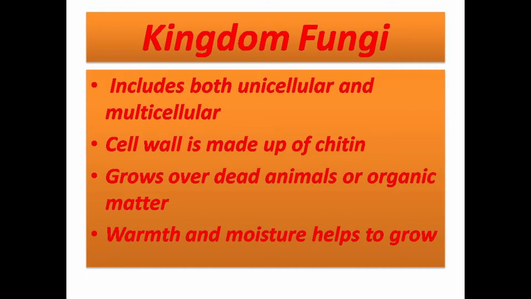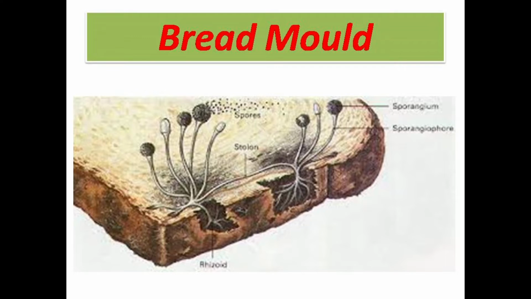Kingdom fungi include both unicellular and multicellular organisms. Mostly they are heterotrophic, and as they have a certain structure similar to plant cells, they have a cell wall made up of chitin. These organisms grow over dead animals or decaying matter present in dark and moist places, and the best examples are yeast, mucor, mushrooms, etc. The most common fungus is bread mold, which we have seen many times at our home.